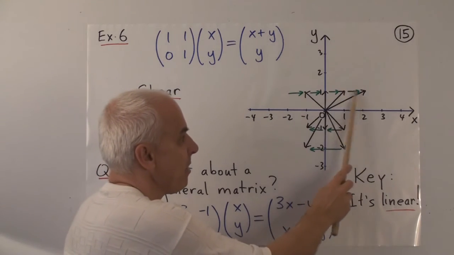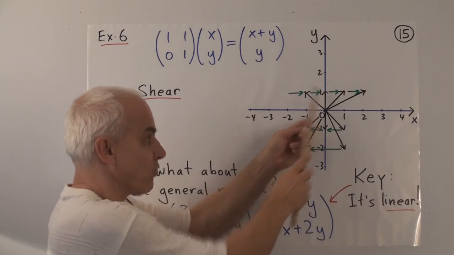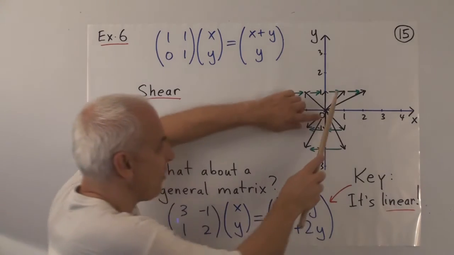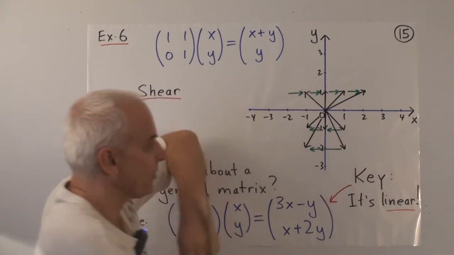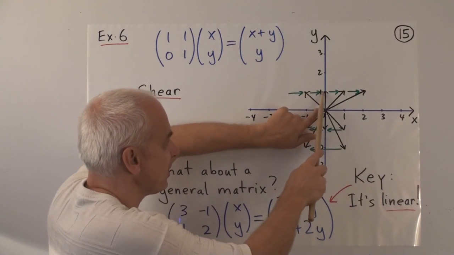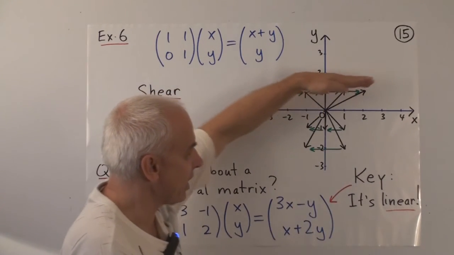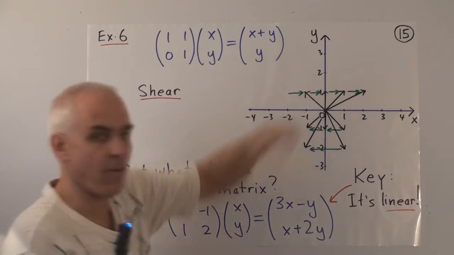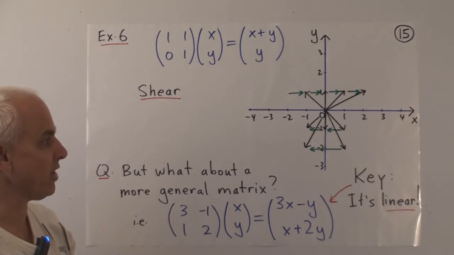So a vector like this, for example, its y coordinate is going to stay unchanged, but it's going to get shifted by 1, because its y coordinate is 1. So this vector is going to get sent to this vector. Similarly, this vector is going to get sent to this vector. This vector is going to get sent to this vector. All the vectors lying on this line get moved over by 1 in the positive direction.